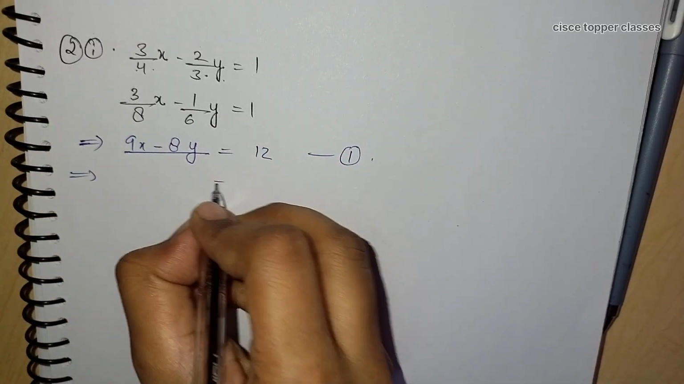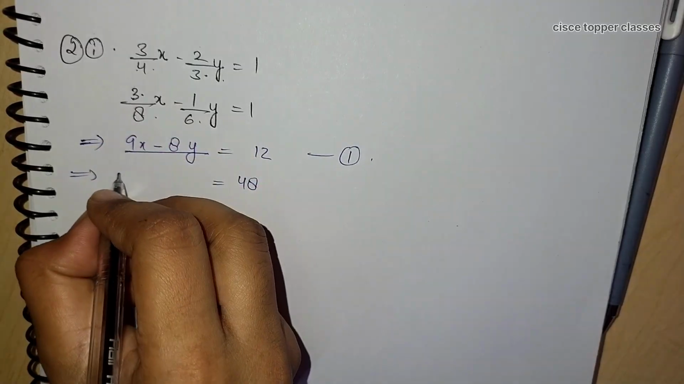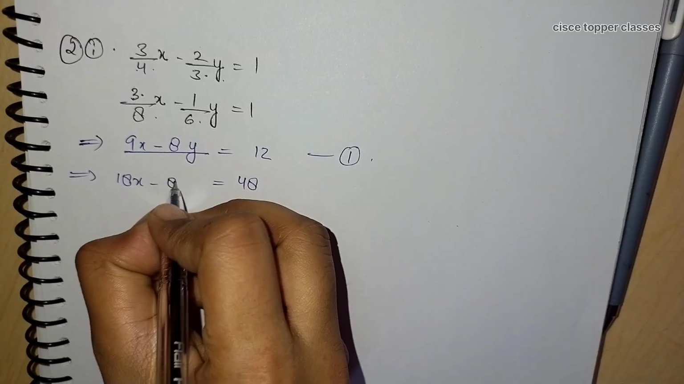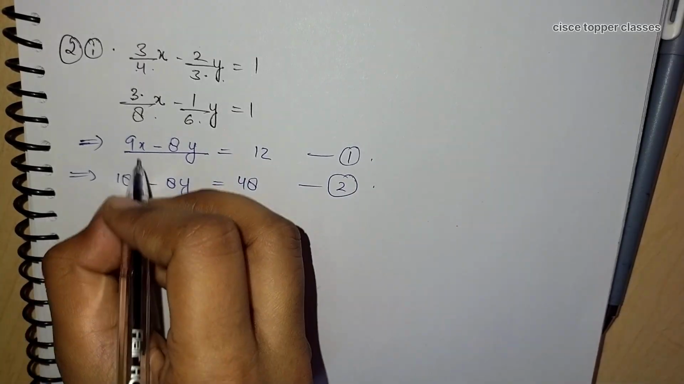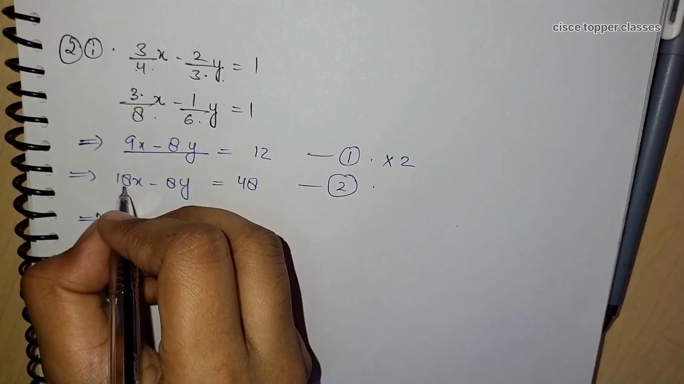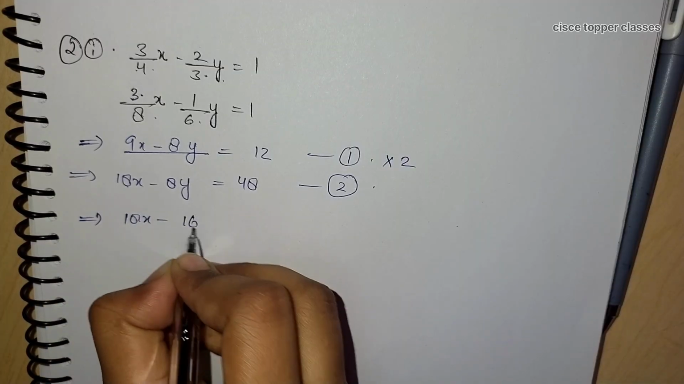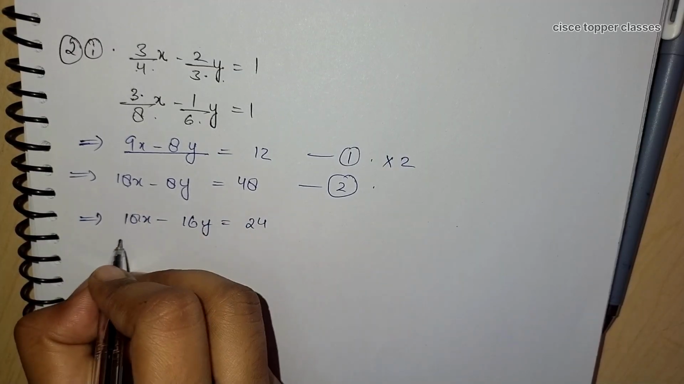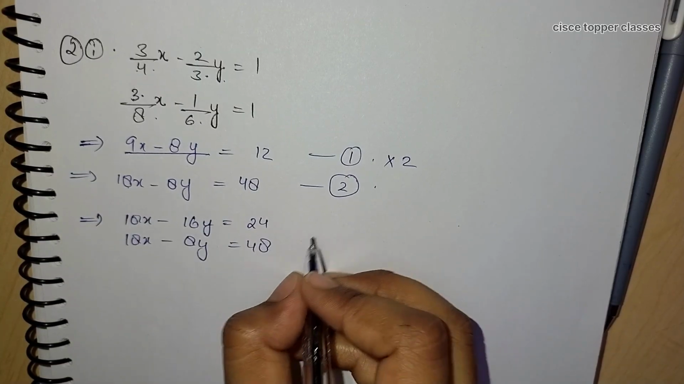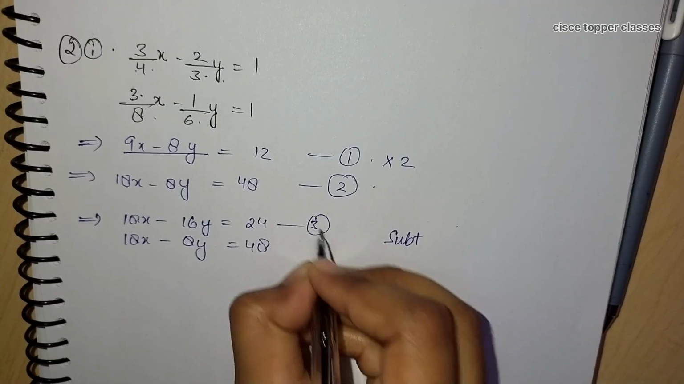Now we can write the second part by multiplying with 48. So 6 into 3 is 18x, minus 6 into 8, so minus 8y. Let it be the second equation. Now firstly we'll multiply the first by 2 to form 18x, then we'll cancel it out on subtracting. So 18x minus 16y equal to 24 and 18x minus 8y equal to 48. Let us subtract these. Let it be the third equation.